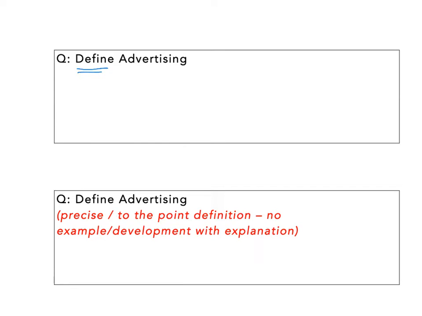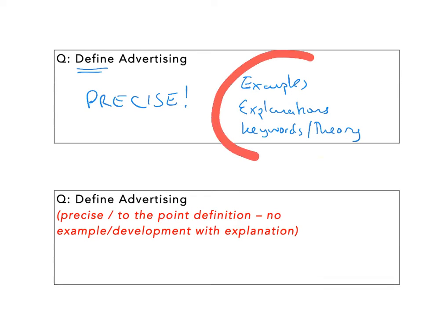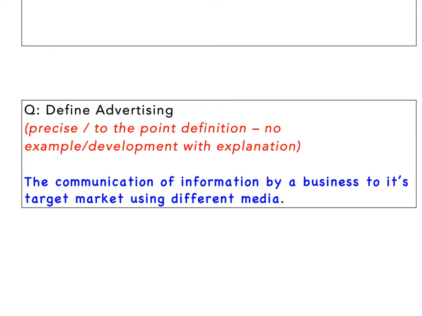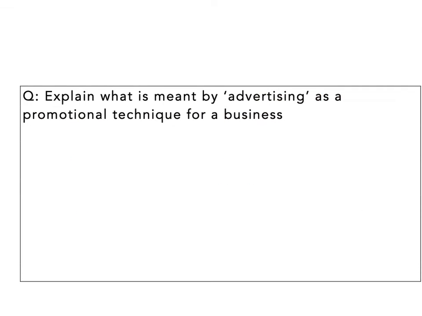So if we look at a question saying define advertising, we're looking at a definition. So a definition should be precise, to the point, no examples, no explanations, no keywords, no theory, nothing like that. So if you're asked to define advertising, we want it straight to the point. So what is advertising? It's the communication of information by a business to its target market using different media. So you shouldn't get into persuasive, competitive, etc.